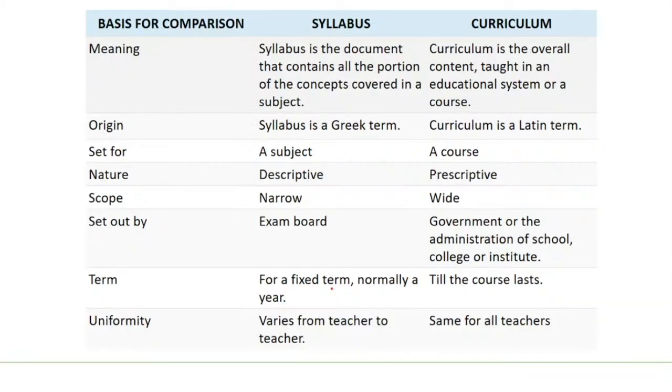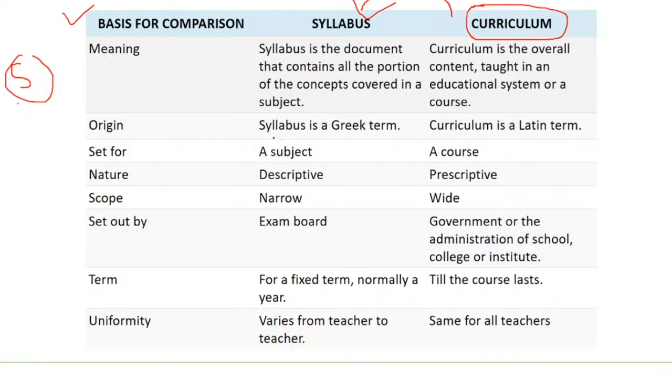So here we have syllabus and curriculum differentiation. There are questions with statements where you have to select the correct answers. In this we can see the questions on syllabus and curriculum. As I said, curriculum is the overall content designated for a particular education or a particular course, and syllabus is the subpart. It is a document that contains the portion to be covered for a specific subject which comes under the curriculum.